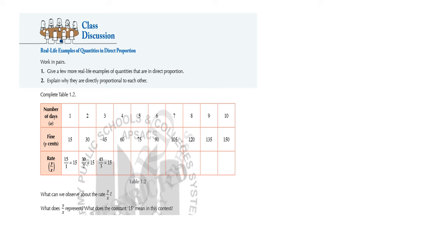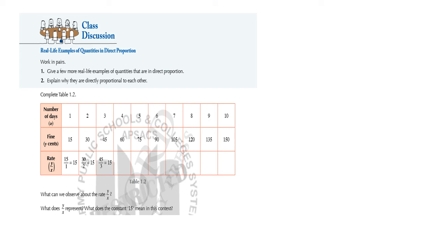After solving, you will get an answer. Okay, what can we observe about the rate y by x? What is the observation that we have to tell? And what does y by x represent? And what does the constant 15 mean in this context? When you solve all the columns, you will see that in every column your answer is 15. 60 divided by 4 is 15. 75 divided by 5 is 15. 150 divided by 10 is 15.